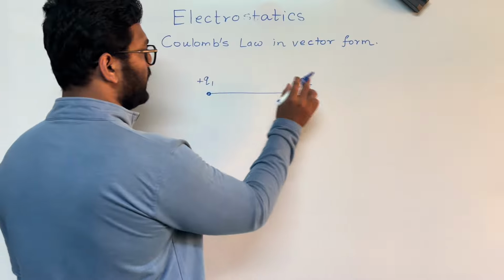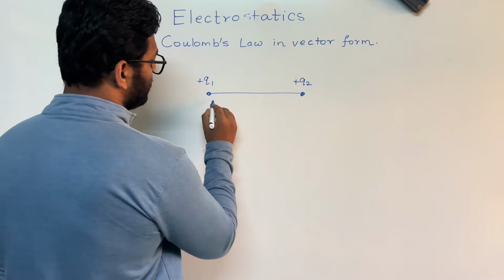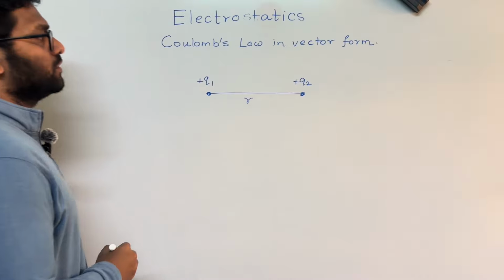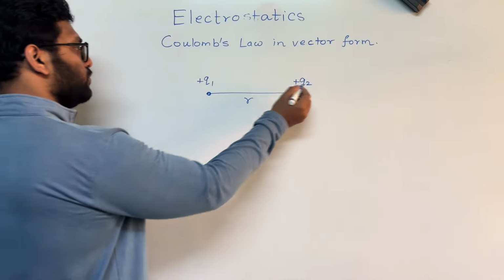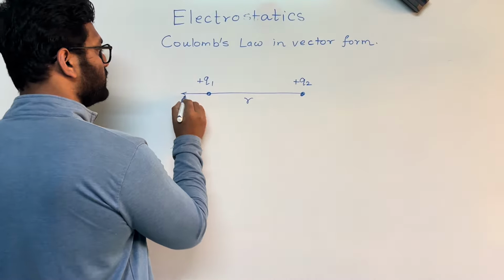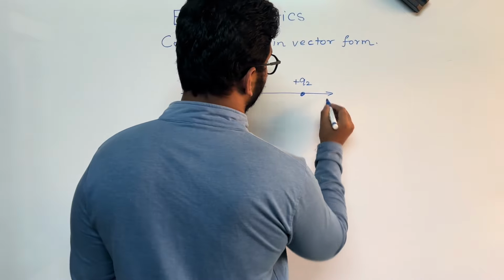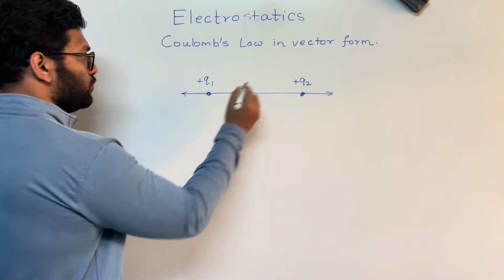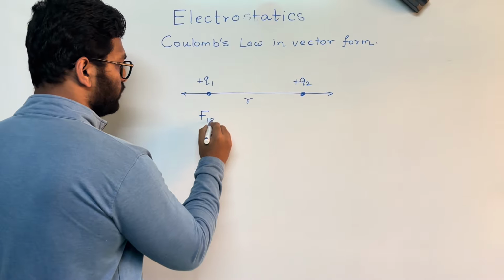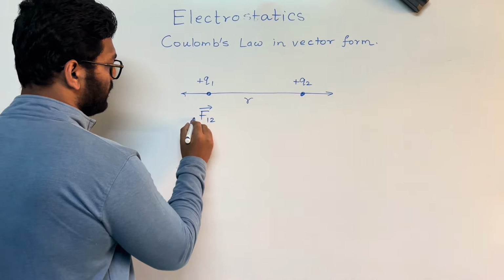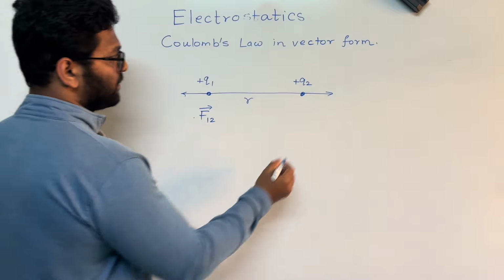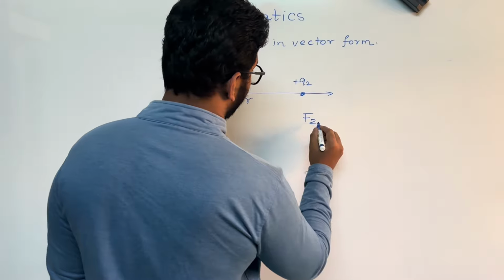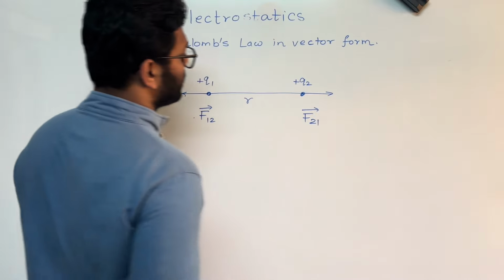Suppose we have Q1 and Q2, and let's say the distance between these two charges is R. Now Q2 will repel the Q1 charge in this direction, and Q1 will repel the Q2 charge in this direction, right? Now the force on Q1 due to Q2 is written as F12 bar. That will be in this direction, the left direction. And the force on the second charge due to the first one is F21 bar.